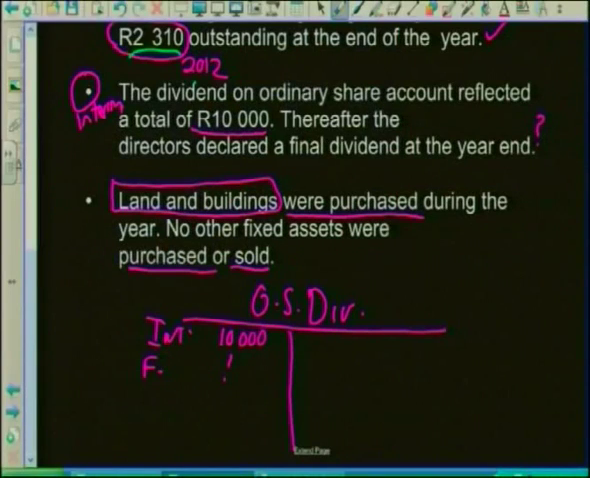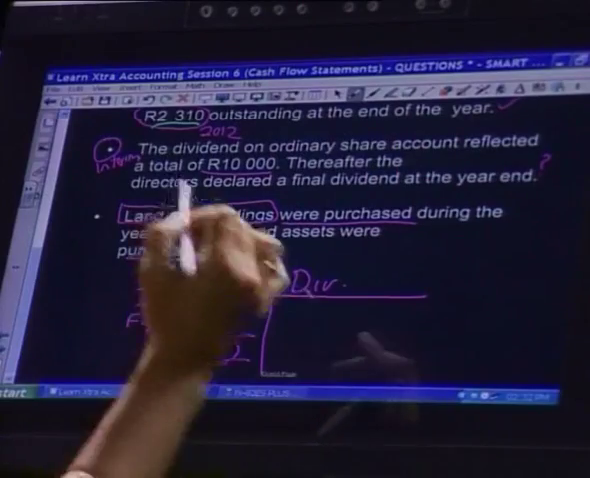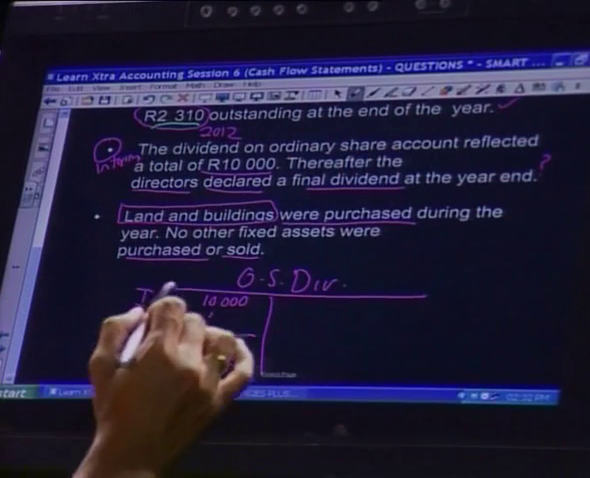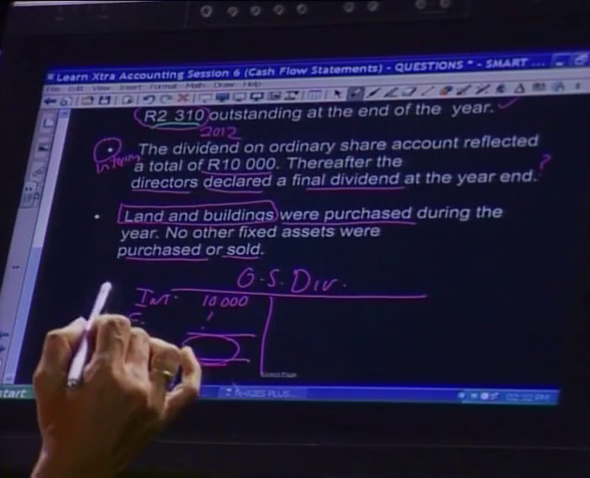Now remember guys, note retained income. Where you've got ordinary share dividend, that's made up of interim plus your final dividend. In other words, I need to take this total to my cash flow statement in order to calculate the dividends paid. So if I look at my interim dividend, again, the information is telling me it was an amount of 10,000 Rand, and then the directors declared a final dividend at the end of the year. Declared a final dividend, in other words, it hasn't yet been paid, and you are owing money to your shareholders.